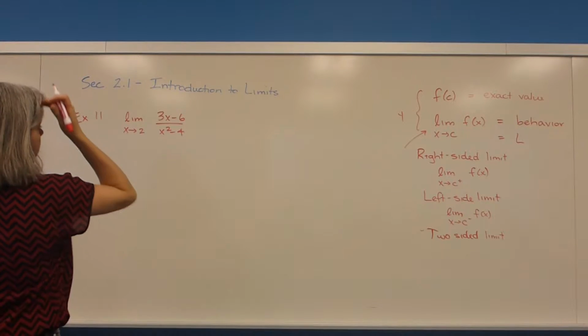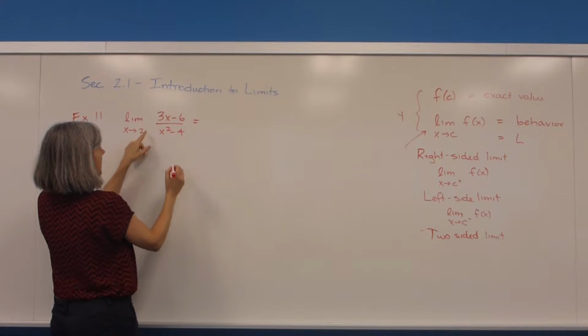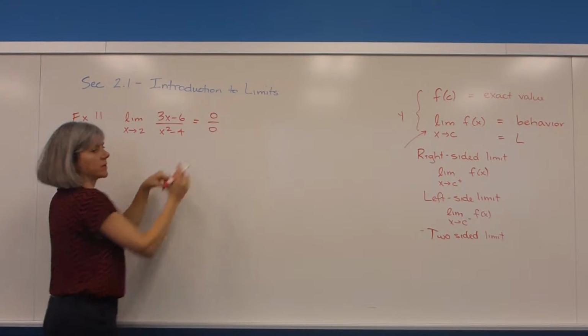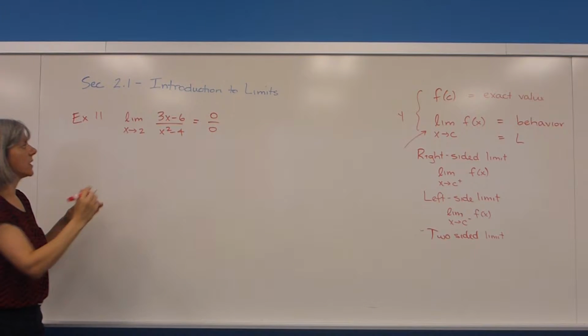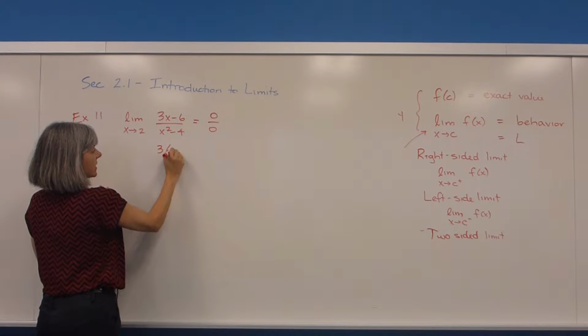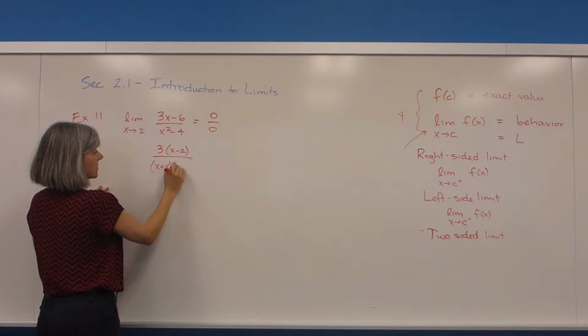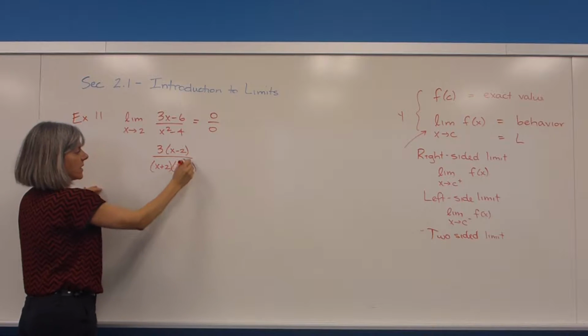Okay, so let's go over this one. First thing I do when I have a limit is I plug in. So I'm going to get 6 minus 6, 0, 4 minus 4, 0. So it automatically tells me what? Factor. More work. I need to factor and cancel. So 3 times x minus 2 over x plus 2 times x minus 2. Does that look right? Cancels.